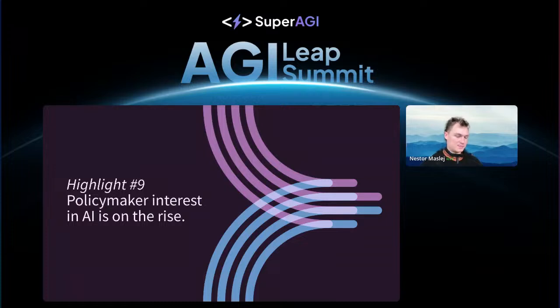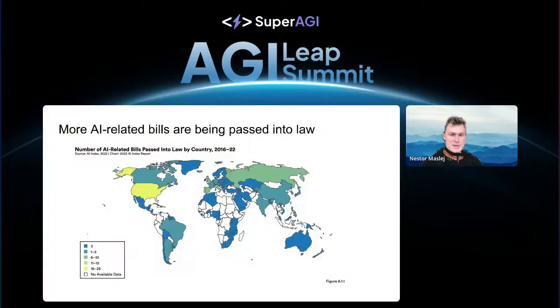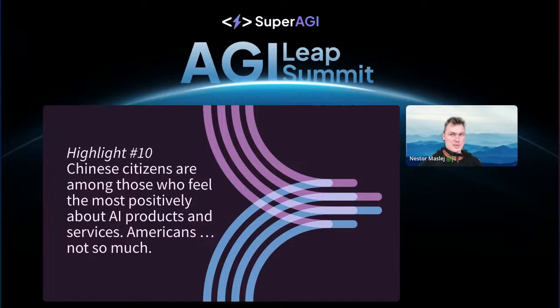The ninth highlight is that policymaker interest in AI is on the rise. Policymakers across the globe are becoming increasingly interested in artificial intelligence, with certain countries like the United States, Russia, the United Kingdom, and Canada leading as places where a lot of bills are being passed.